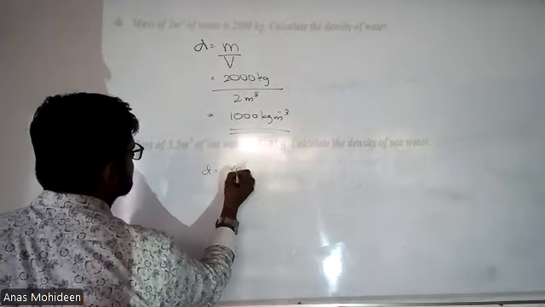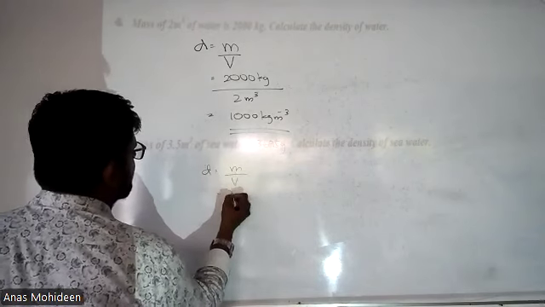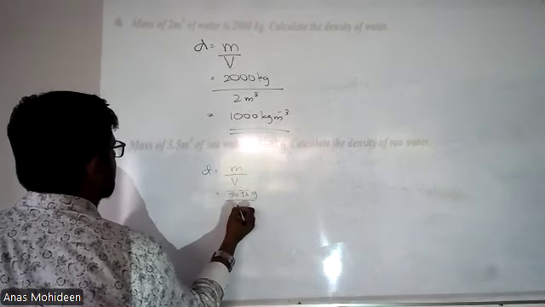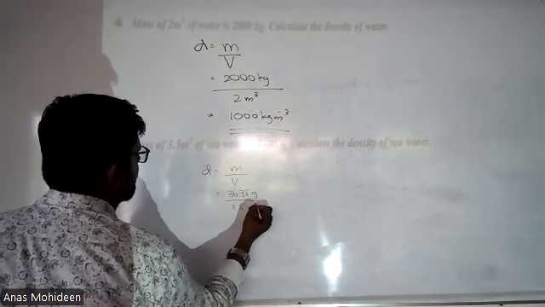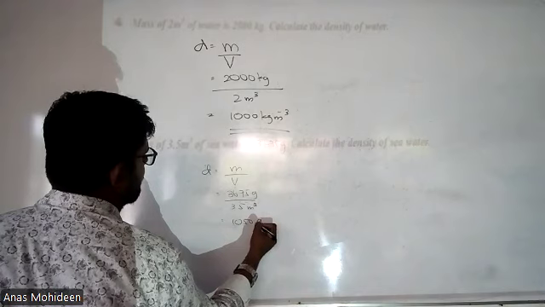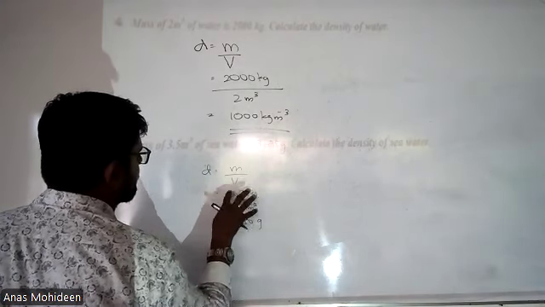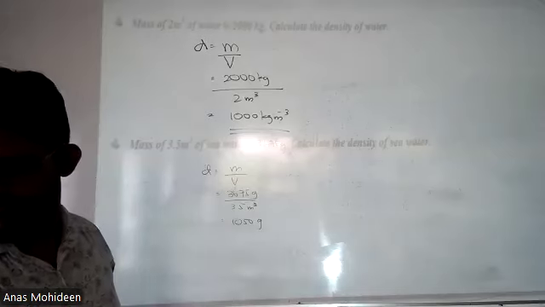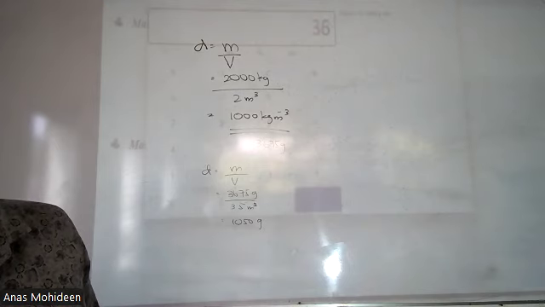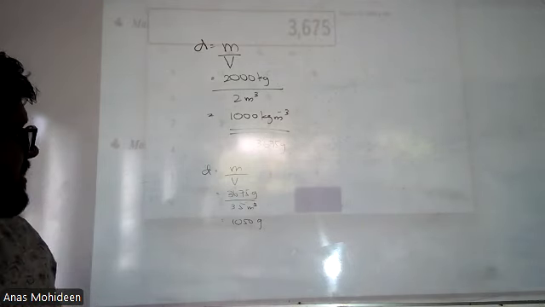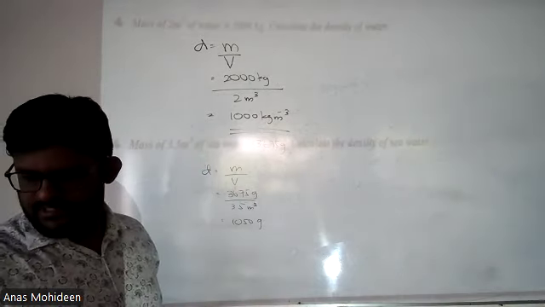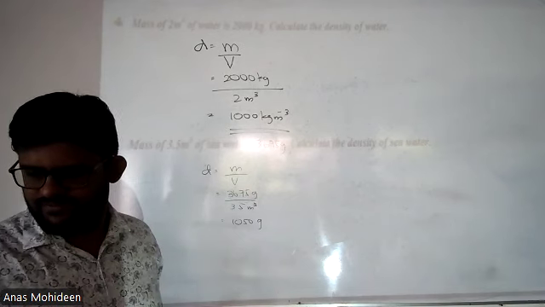So density equals mass over volume. How much is the mass? 3675 grams divided by 3.5 cubic meters. You get 1050. Oh, wait. Give me a minute, please. 3675 divided by how much I gave? 3.5. 3.5. 1050. It is about water, right? Sea water. It has to be 1050.